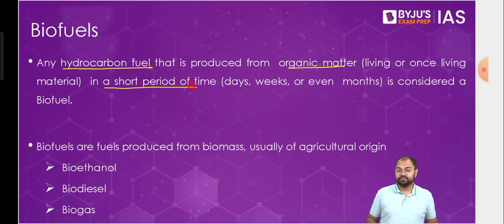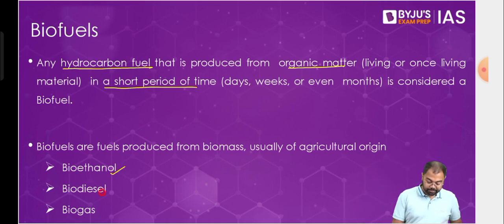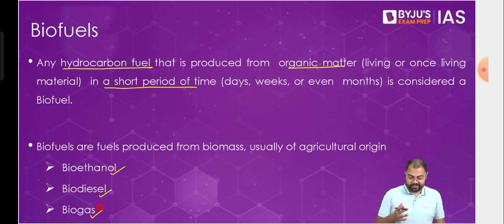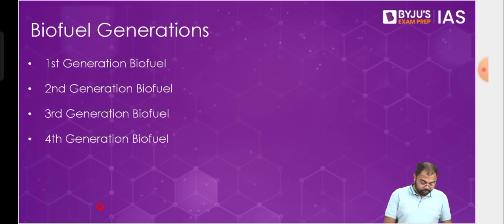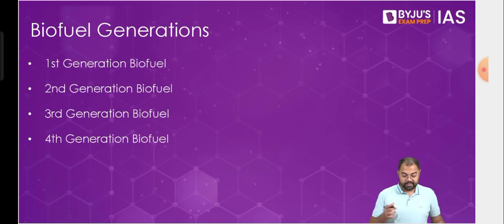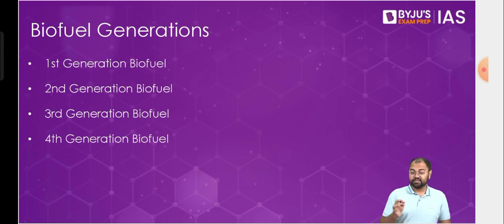Now, when it comes to biofuel, there are three major types of biofuel that we use: bioethanol, biodiesel, and biogas. So what exactly do we mean by them? Let's try to understand this first. First and foremost, before we go to the different types of biofuel, there is one way in which we always classify biofuels, and that is on the basis of generations.